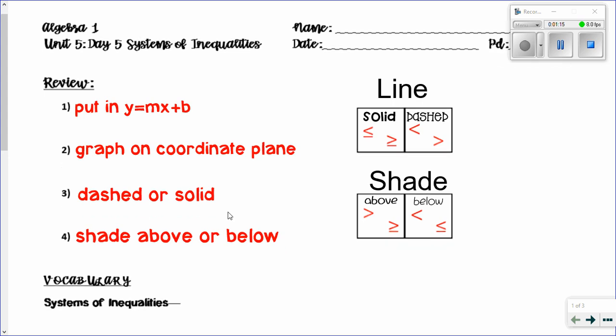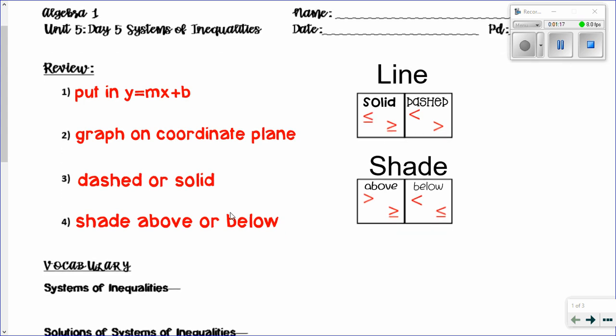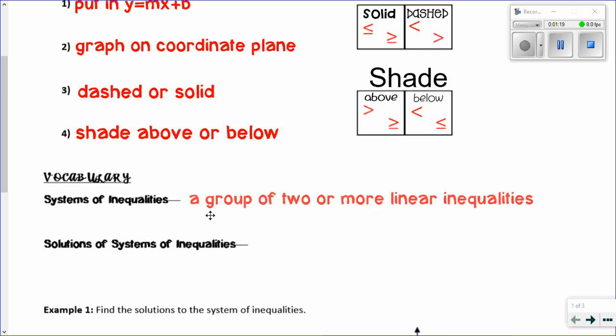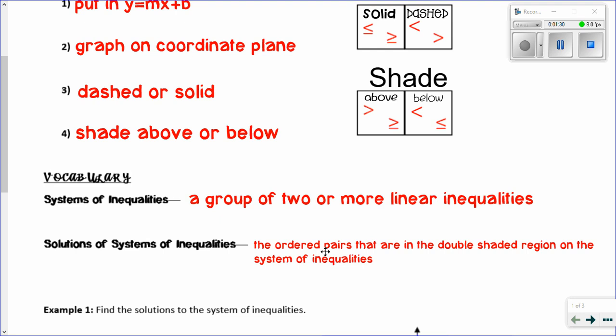Okay? So some vocab. A system of inequalities is just a group of 2 or more linear inequalities. A solution of a system of inequalities is the ordered pairs that are in the double shaded region. Those are the ones that are going to make both inequalities true. So not only are you going to have to shade both of them, but then you're just going to look for the twice shaded part. So it's usually the darker part, whatever you use.